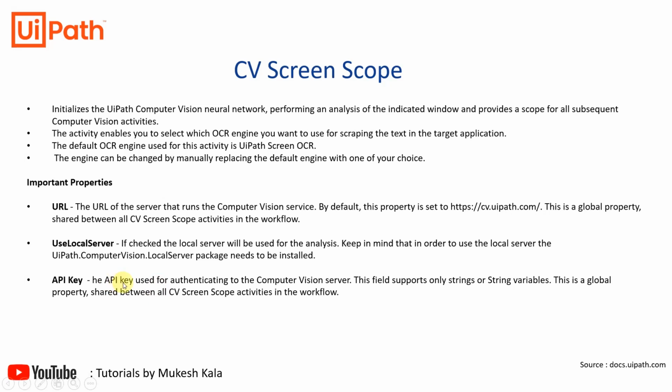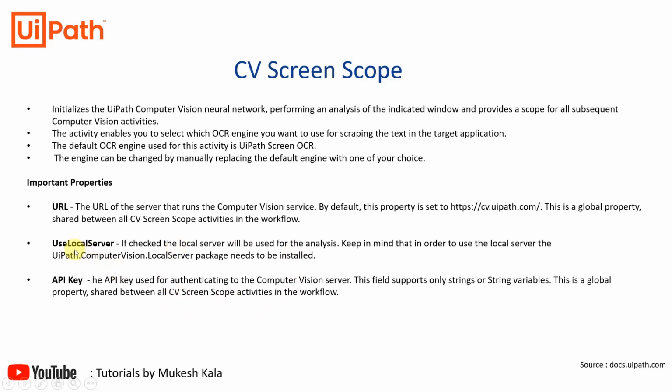So why exactly do we require the API key? This API key is used for authenticating the computer vision server. This field supports the string and the string variable, so that means the key has to be put in double quotes, right? And whenever I put it, it will be applicable to all the activities which we put in this scope, right?